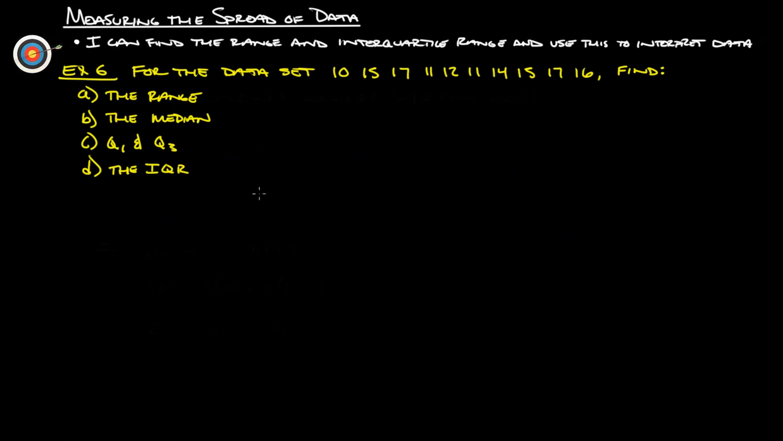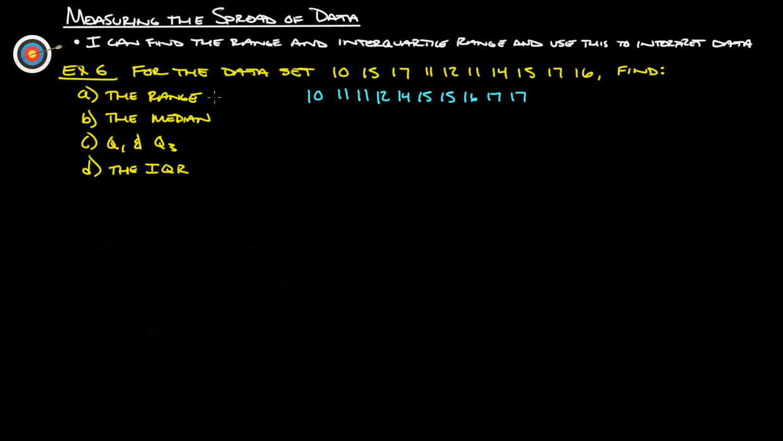Okay, so for the data set, all of this here, find the range, median, quartile 1, quartile 3, and the interquartile range. So I'm going to show you two different ways to do this. We can do this by hand, which is to basically order everything. So I'm going to do that. Okay, so here it all is, ordered least to greatest.